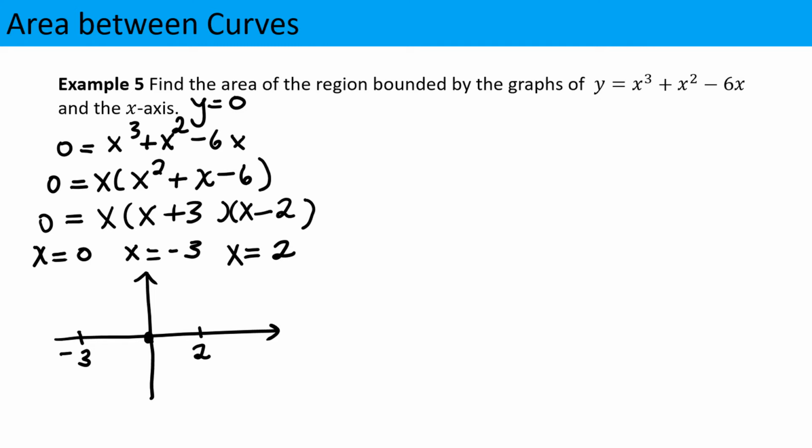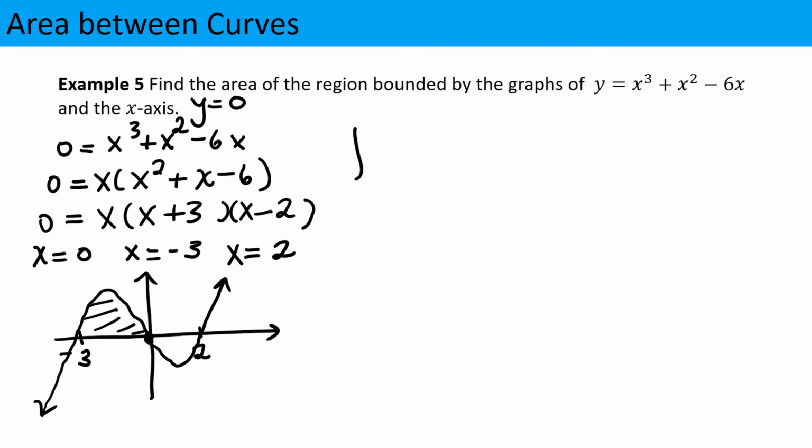The cubic, we've graphed quite a few of these when working with the derivatives. We know that it'll go up through -3, turn around somewhere, intersect at the origin, turn around somewhere between 0 and 2, and go back up again. And so what we need to do is find the area of the graph between x equals -3 and 0.